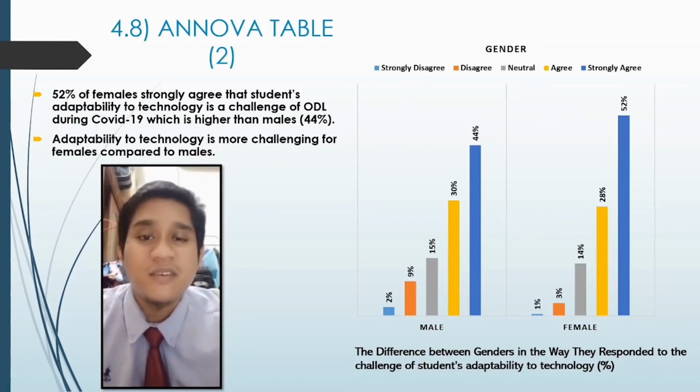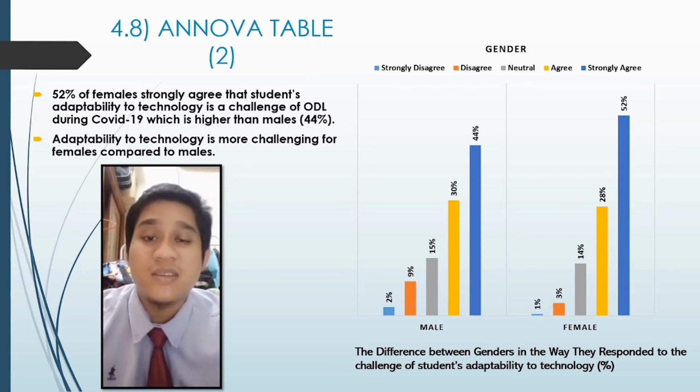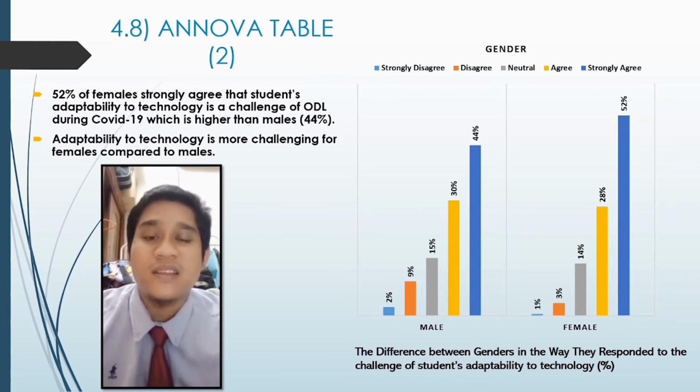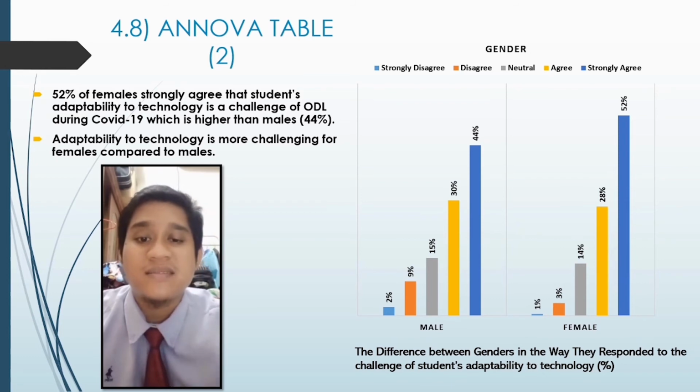This is the graph called the differences between gender in the way they responded to the challenges of students' adaptability to technology. From this graph, we can clearly see that 52% of females strongly agree that student adaptability to technology is a challenge of ODL during COVID-19, which is higher than male, which is at 44%. Adaptability to technology is more challenging for females than for males.